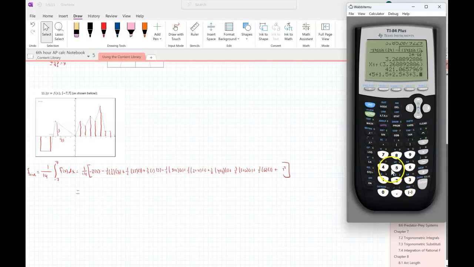Seven. 4.5. 3 plus 1. So 17.5. I think you messed up when you first typed it in.